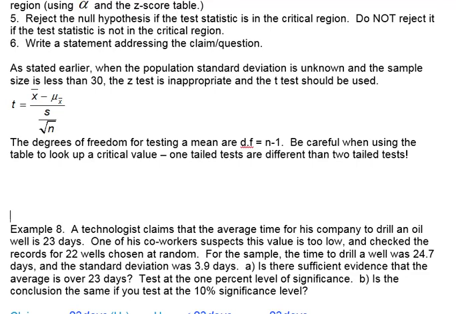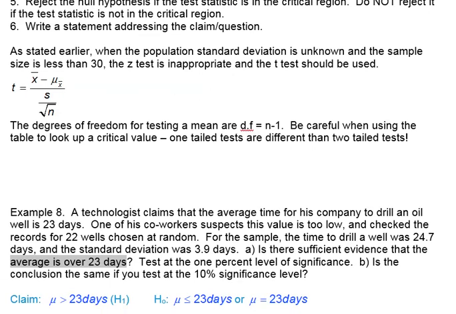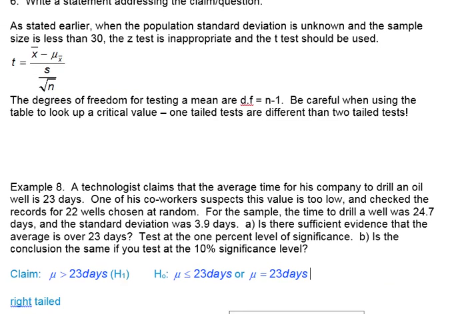So again, focus on that question to figure out the claim. So the average is over 23 days. So over is greater than. We're looking at an alternate hypothesis. So direct opposite is less than or equal to, but remember we're testing against the equality, so we can write this as equals 23 days. Always focus on the alternate hypothesis to decide if this is left, right, or two-tailed. So in this case it's right-tailed, because we see the greater than pointing to the right.